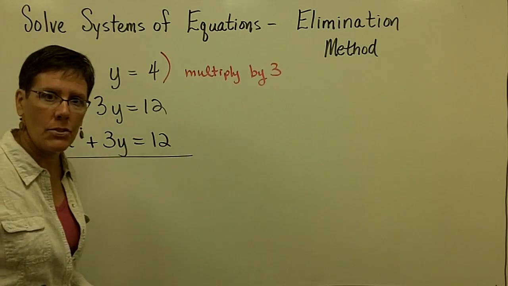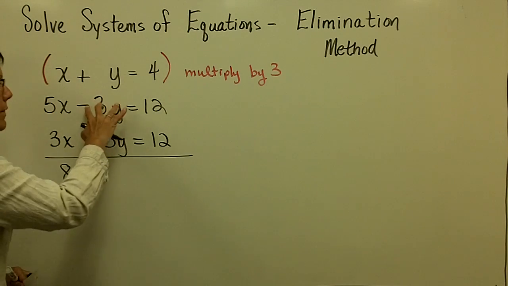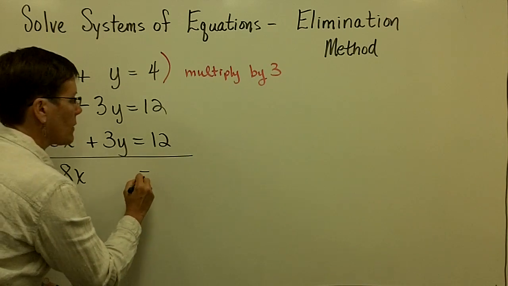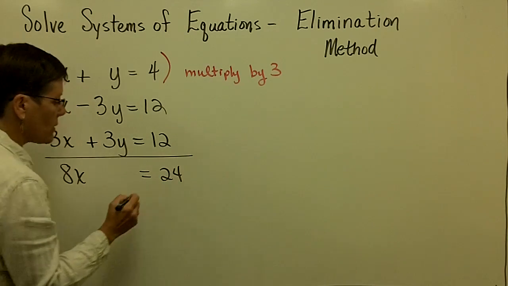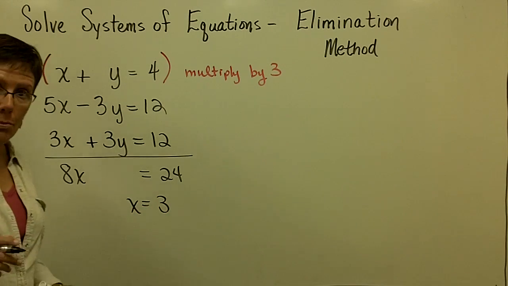And now I'm ready to eliminate. So this 5x and this 3x is 8x, and those disappear. And on the right here I have a 24, and when I divide both sides by 8, I find out that x is equal to 3.